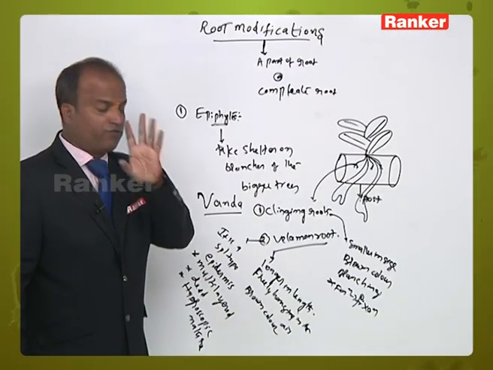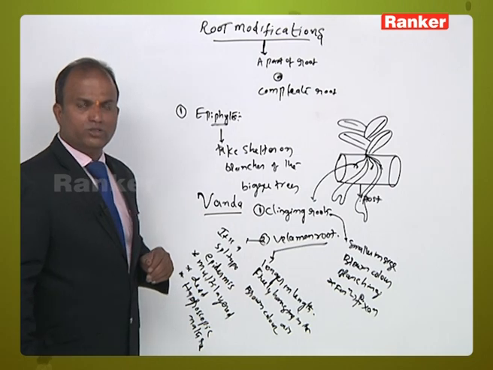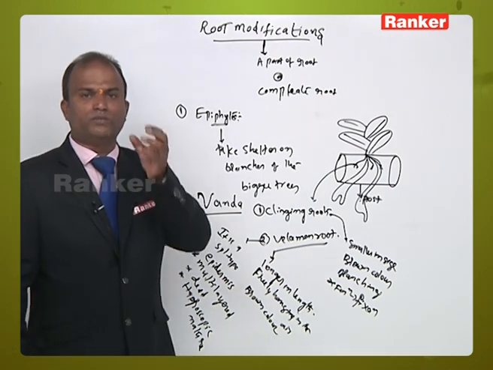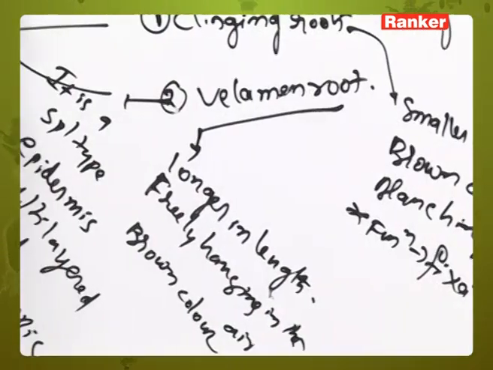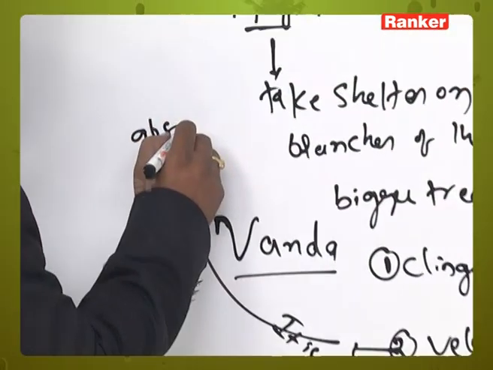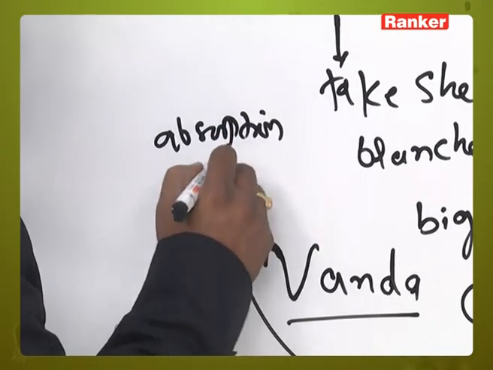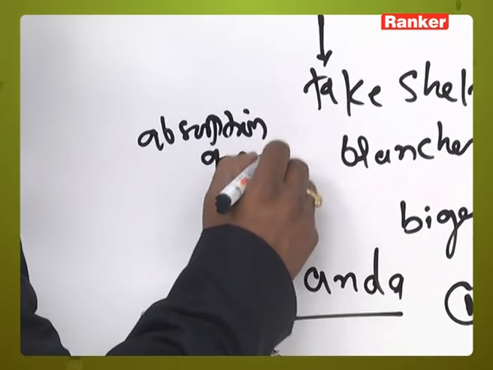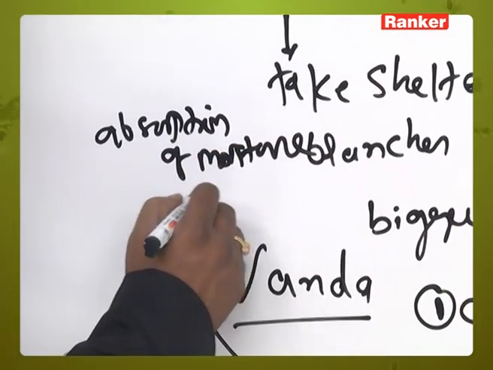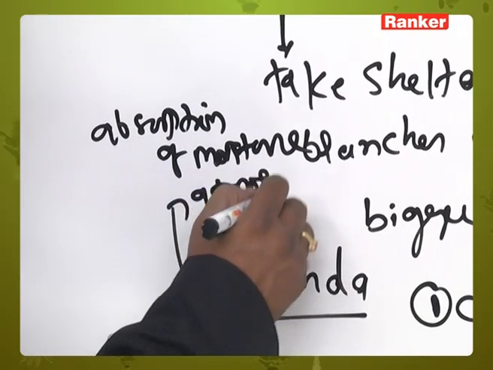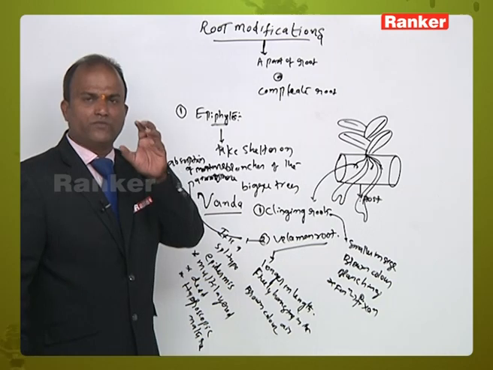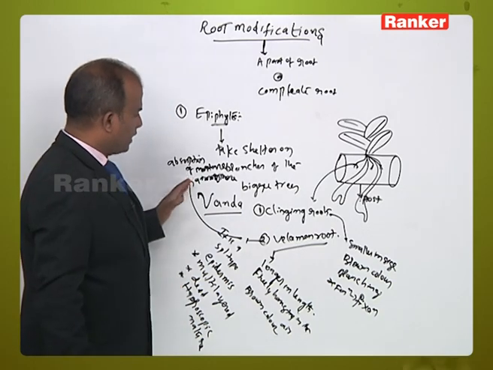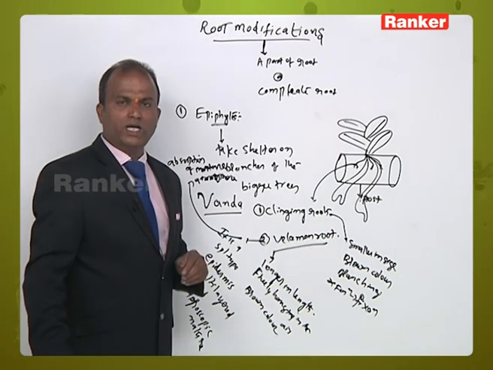What is the important function of these velamin roots? It helps in absorption of moisture from the atmosphere. It helps in absorption of moisture from the atmosphere. That is performed by velamin roots.